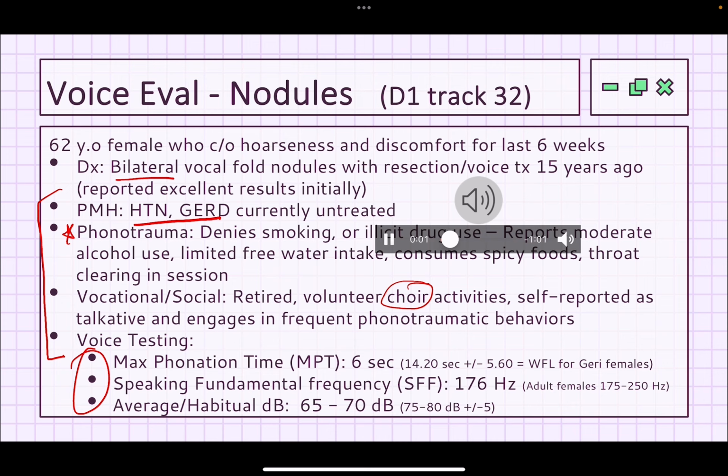Patient number 32, female, age 62. Diagnosis, vocal fold nodules.